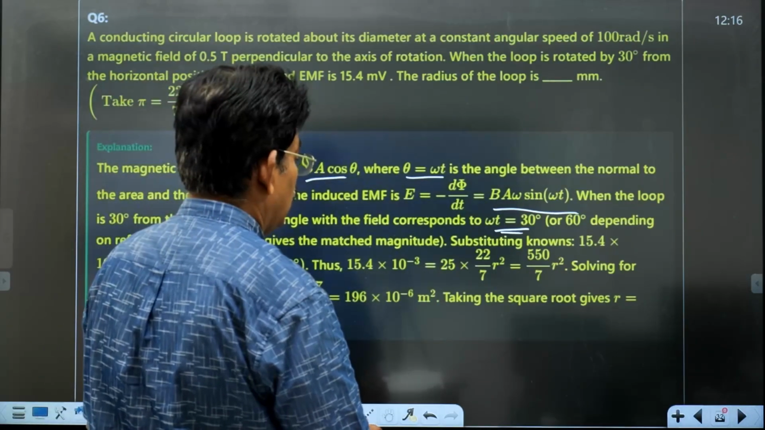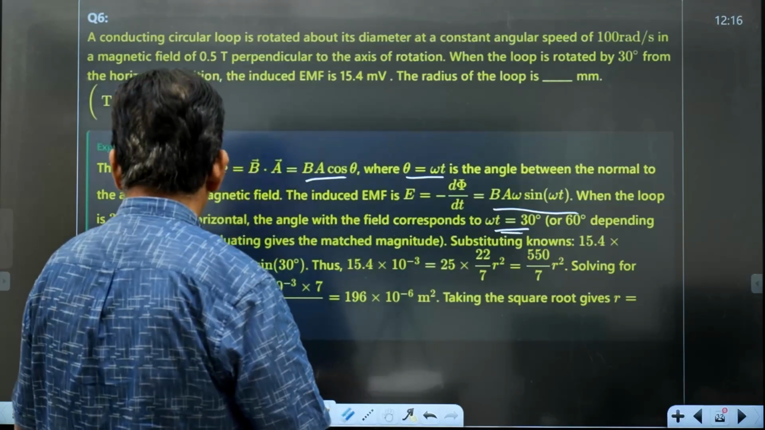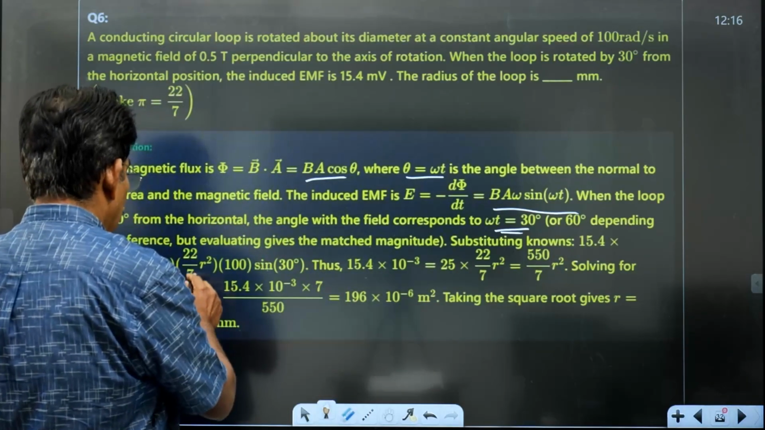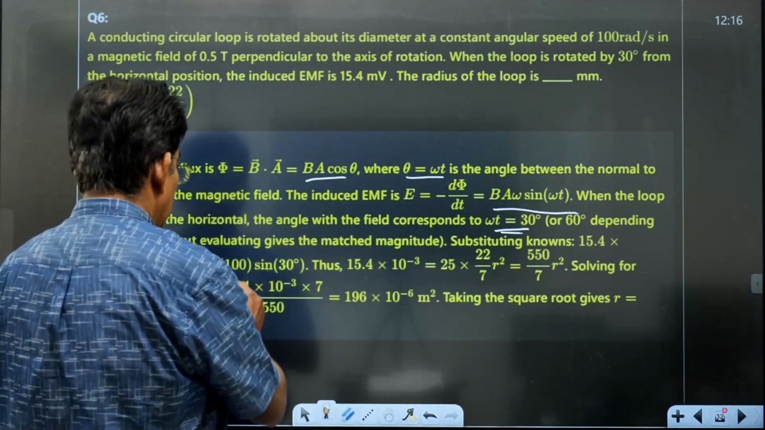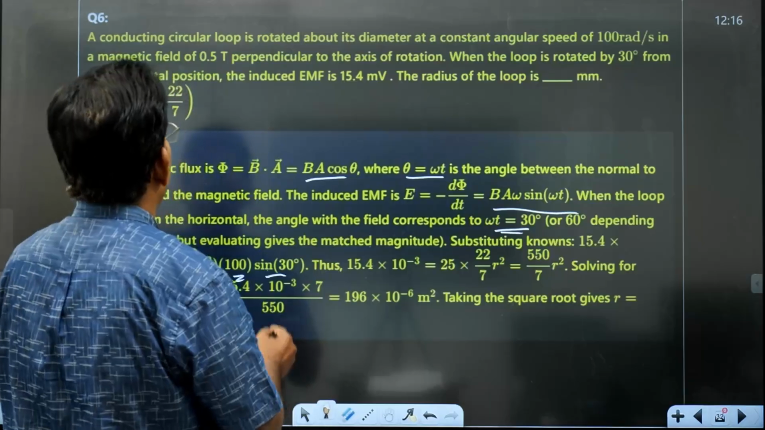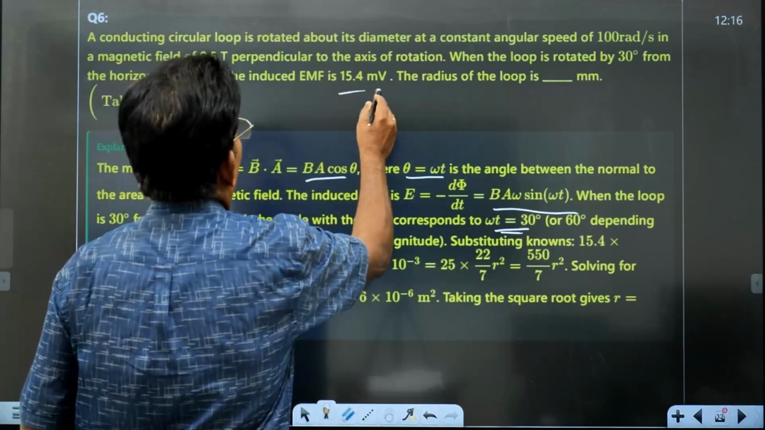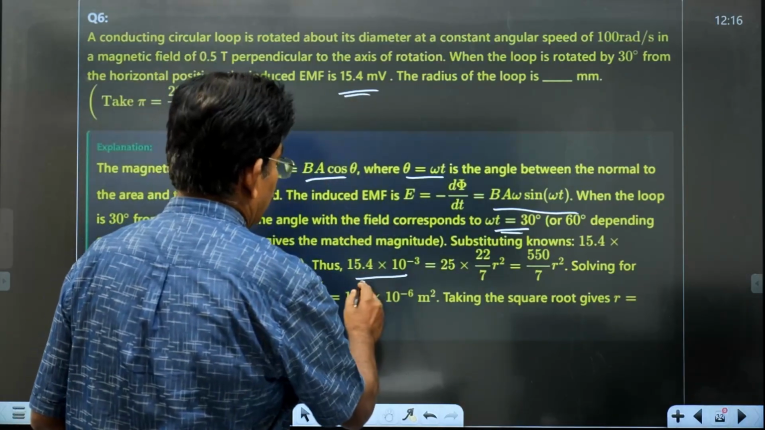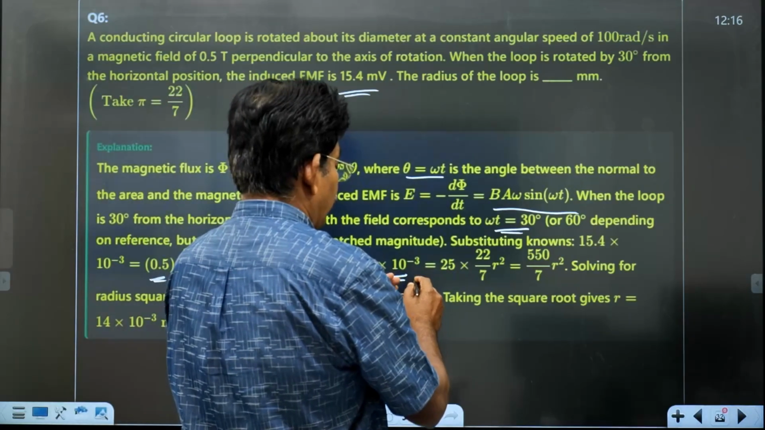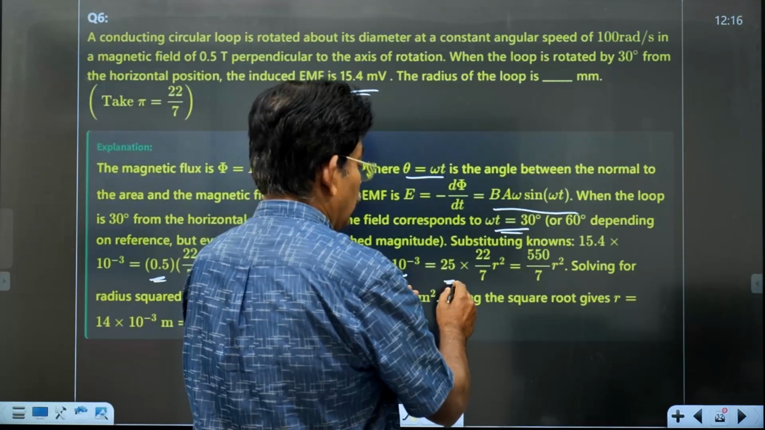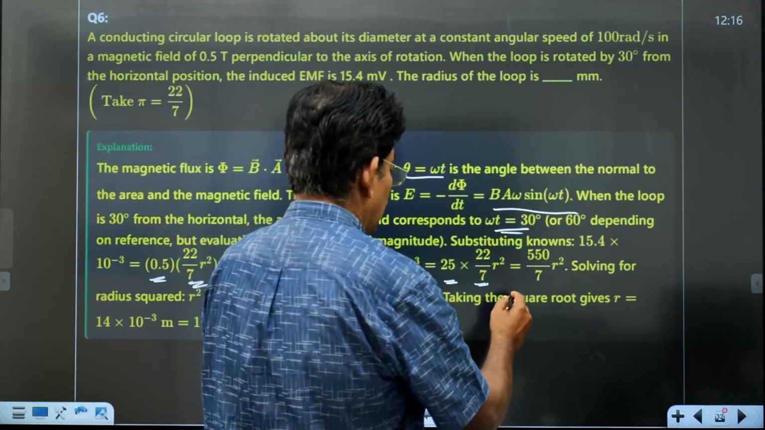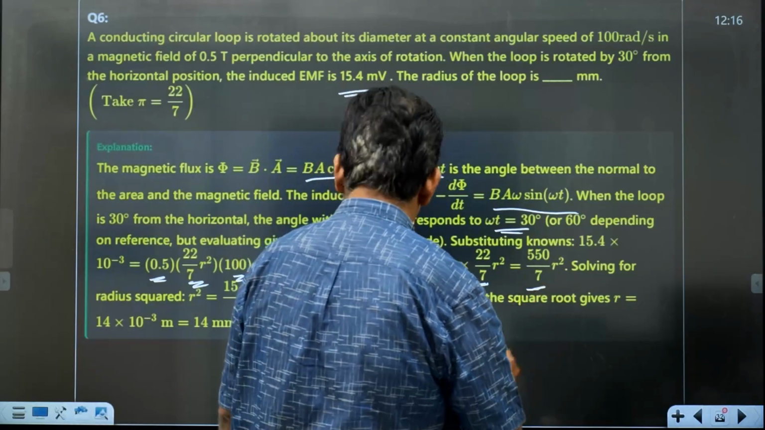0.5 Tesla. B is 0.5 Tesla. The induced EMF is 0.5 Tesla into 22 by 7 R squared into 100 into sine 30. Its value is given to be 15.4 millivolt. This is already given. So 15.4 into 10 to the power of minus 3 can equate to 25 into 22 by 7 R squared. Simplifying, we are getting 550 by 7 R squared.